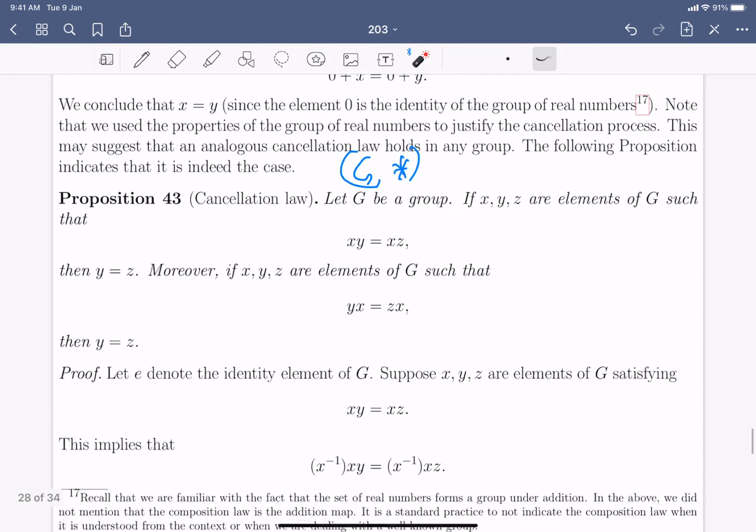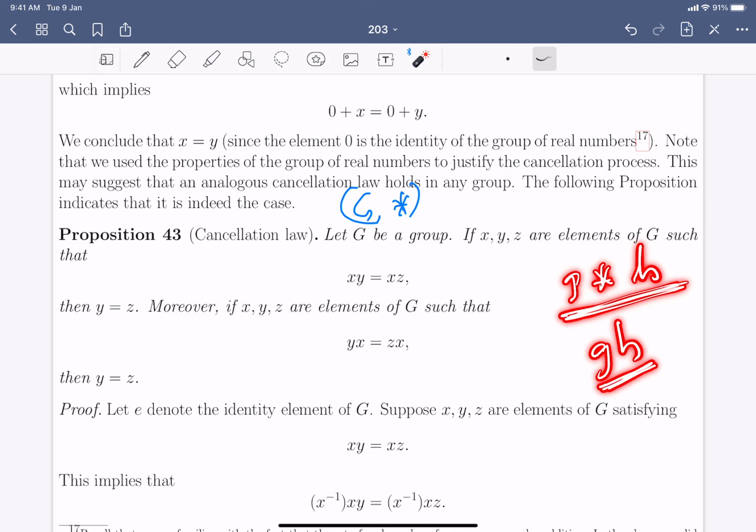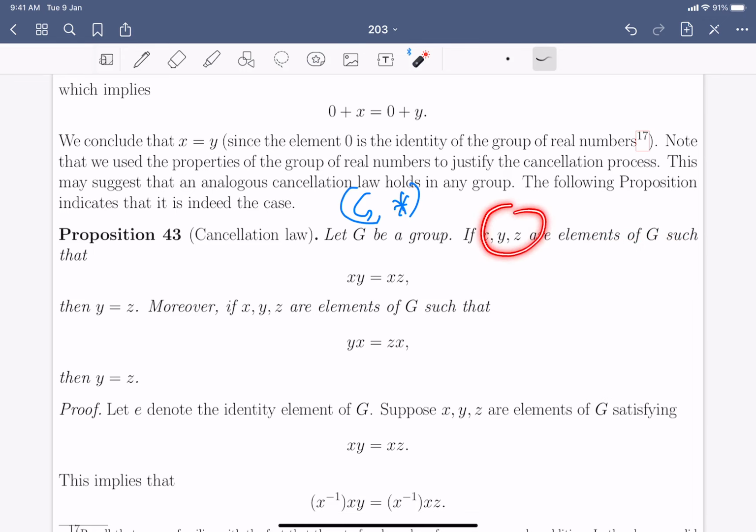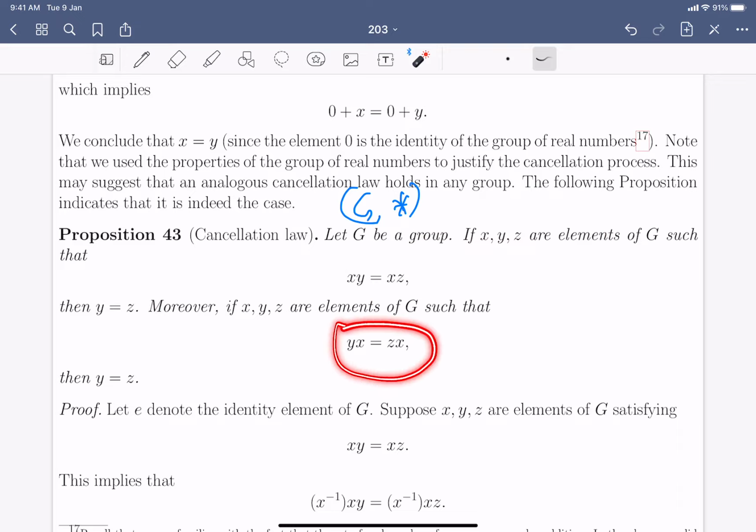From now on, very frequently, or maybe almost all the time, we'll drop this composition law. In that case, we'll write g star h just as g times h. We'll just put these elements next to each other to denote g star h. So suppose x, y, z are elements of G such that xy equals xz, and as you can see, you can cancel x from both sides. So this proposition says that if we have three elements x, y, z inside a group G such that xy is xz, then we will have y equal to z. And similarly, if you have yx equal to zx, then you would have y equal to z.